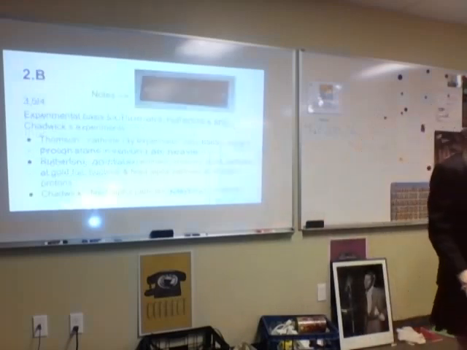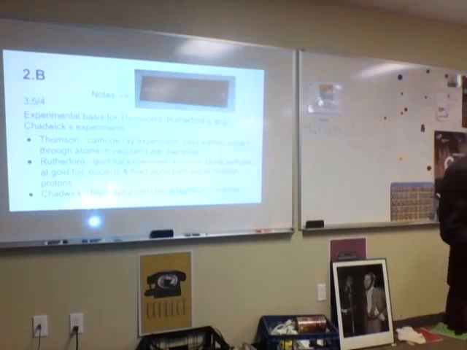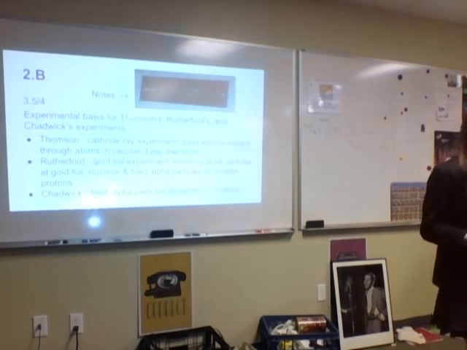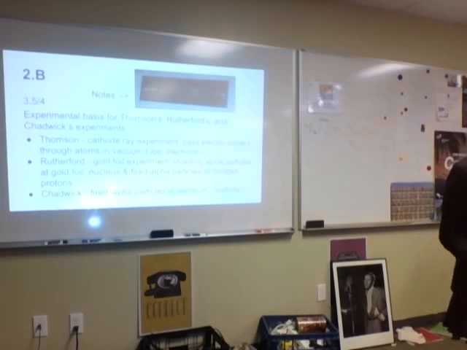The next thing was the experimental basis for Thomson's, Rutherford's, and Chadwick's experiments. So Thomson first did a cathode ray experiment, which was passing an electric current through the atoms in a vacuum tube, causing a green light, and it pulled out electrons, which he discovered.